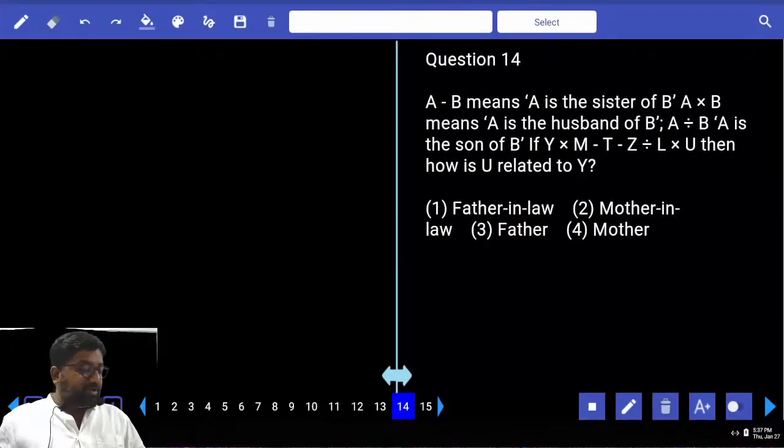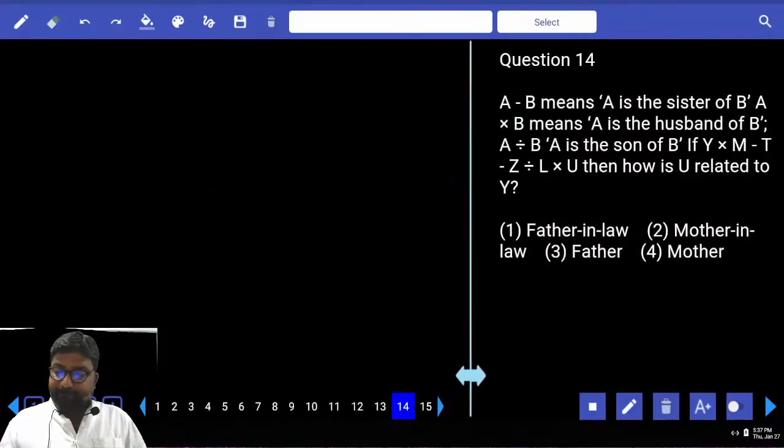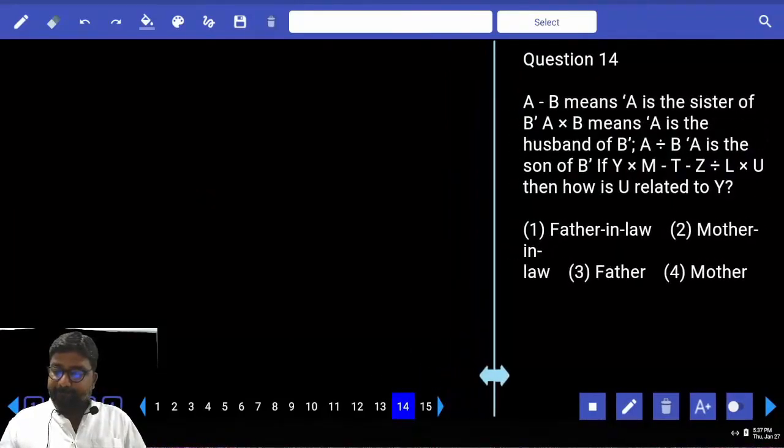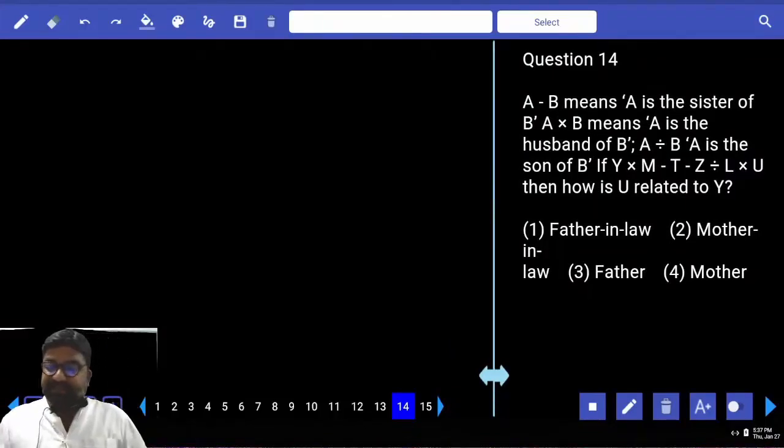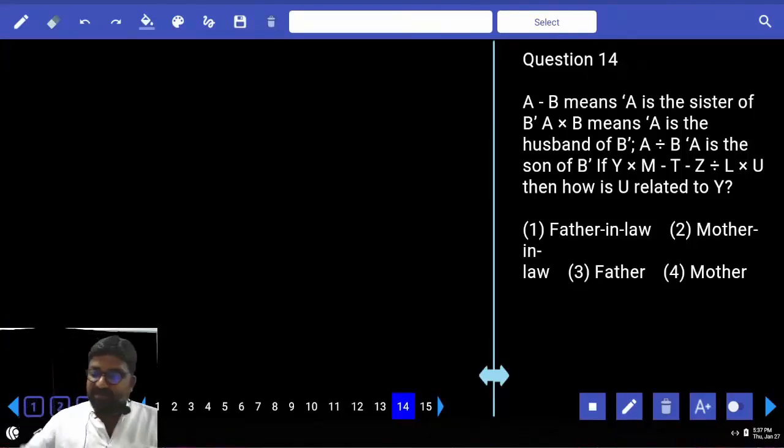So whenever you come across this type of questions, what do I suggest? What are you supposed to do? Come on. What should be done? See the left hand side and right hand side. A minus B means A is the sister of B. A into B means A is the husband of B. A divided B, A is the son of B. Every time the first person is related to second person. No problem at all. Y into M.